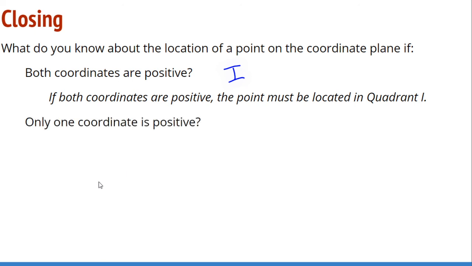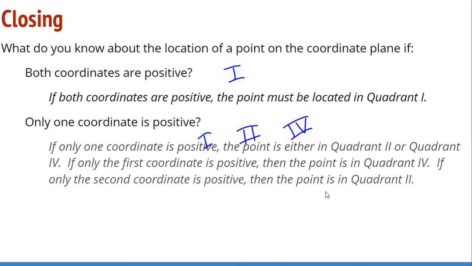What if only one of the coordinates is positive? Well, I could be in quadrant 1, or I could be in quadrant 2, or I could be in quadrant 4. If only one coordinate is positive, the point is either in quadrant 2 or quadrant 4. Now I included quadrant 1 because it's both positive there, but if you've got one positive and one negative, then quadrant 1 doesn't fit. If exactly one is positive, then it's quadrants 2 and 4.